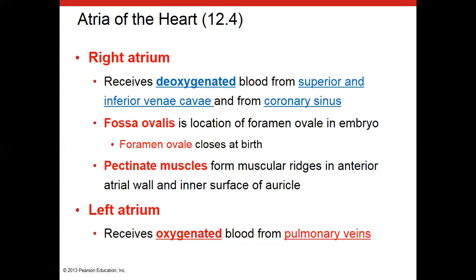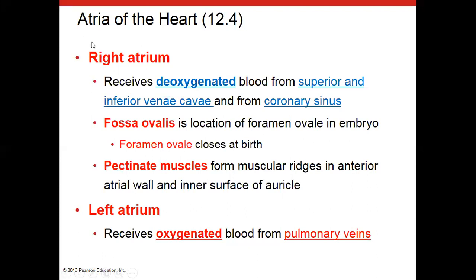Pectinate muscle forms ridges in the anterior atrial wall and the inner surface of the auricle. Remember, that's the flap that looks like an ear that is expandable so that blood can fill the atria completely. So that pectinate muscle is located in the anterior portion and the auricle of both atria. In the left atrium, that receives oxygenated blood from the pulmonary veins.